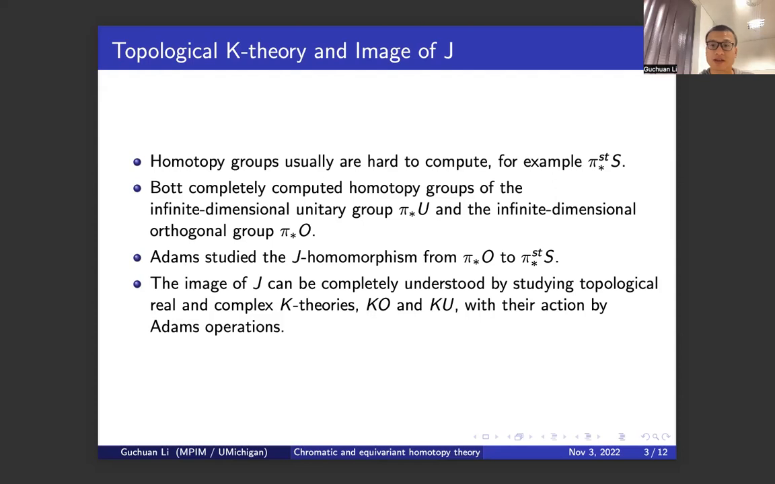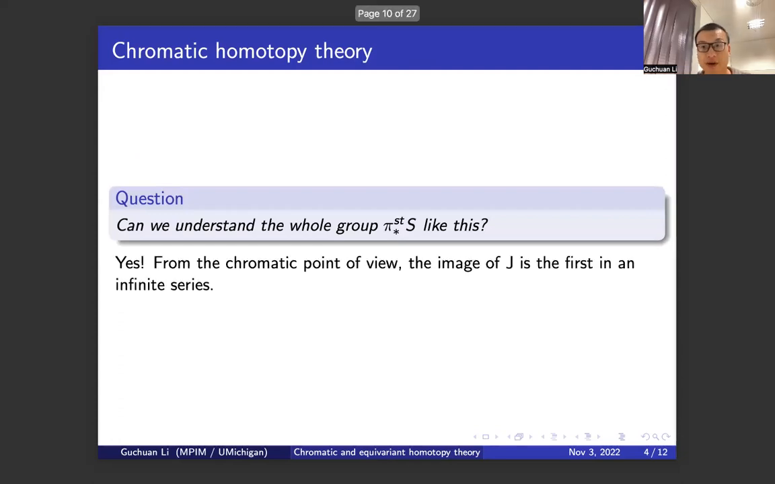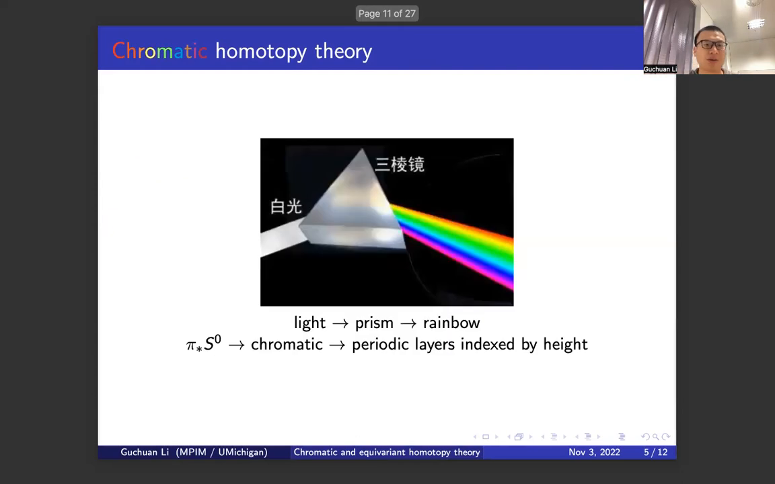So with this method, I know a piece of information in the very complicated homotopy groups of spheres. Another question would be, can I understand the whole group like this? And the answer is yes, at least theoretically. The image of J story I just told you fits into the first one in an infinite series in chromatic homotopy theory. So let me tell you more about the theory.